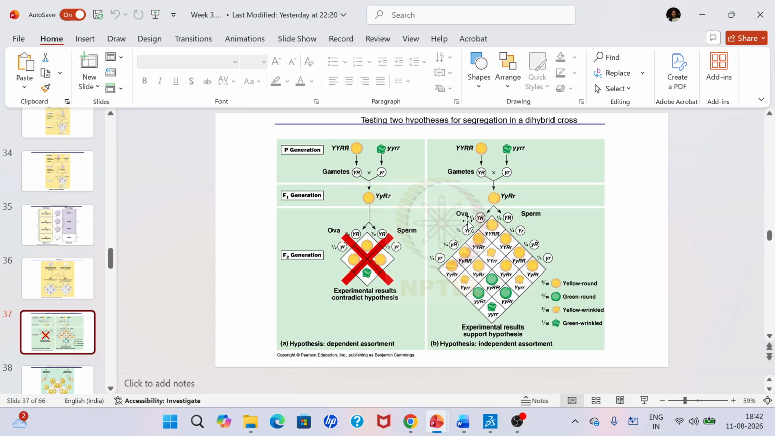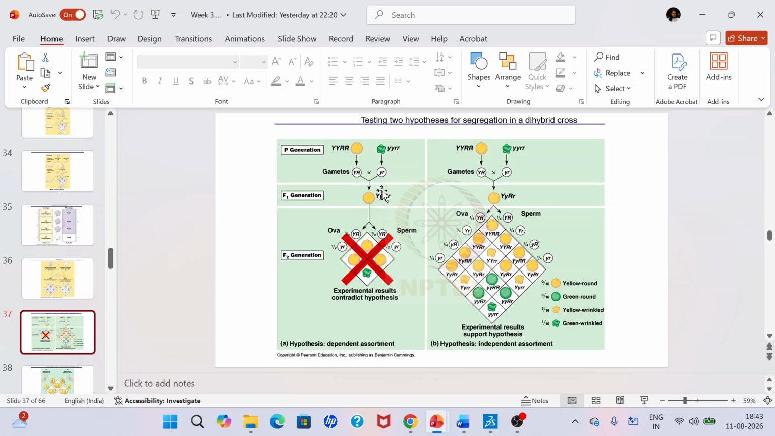Then he tested the two hypotheses for segregation in a dihybrid cross. What he did is he took two characters: the yellow color and round shape, and the green color and wrinkled shape. Yellow color and round shape was denoted by capital Y and capital R. The green color and wrinkled shape was denoted by small y and small r. So the gametes gave us a capital Y, capital R in case of the yellow and round. In case of the green and wrinkled, it gives small y and small r.